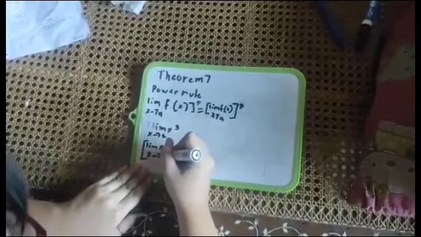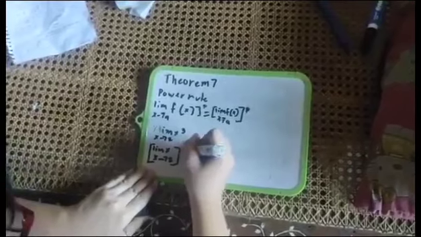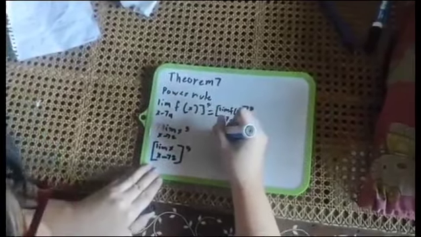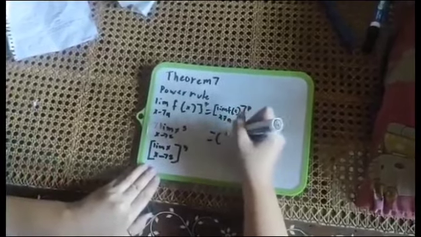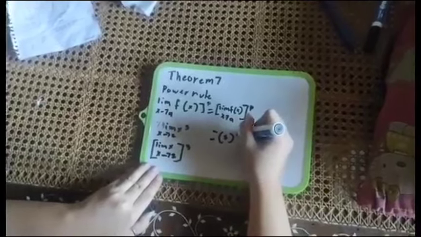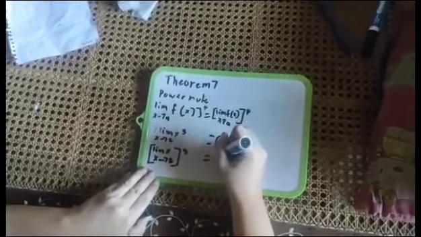In this power rule, we also apply theorem number 2, where the limit of x as x approaches 2 gives the answer 2, and then 2 to the third power. So 2 times 2 times 2 equals 8.